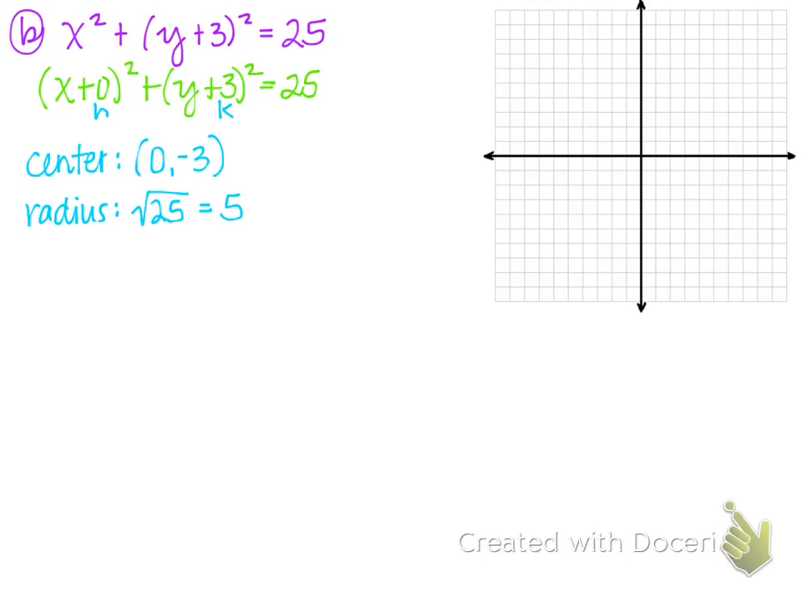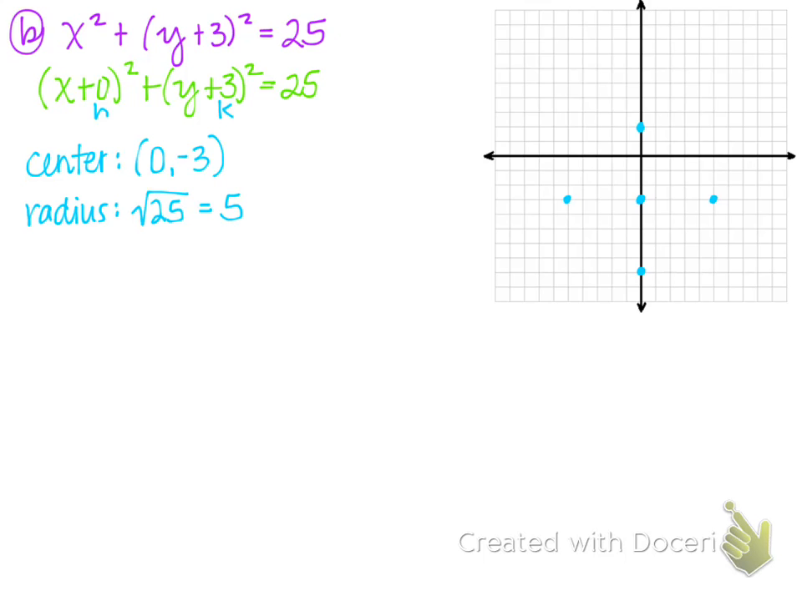So let's sketch this one. We're going to plot the center first. So we have (0, negative 3). Then we know that our radius is 5, so we're going to count 5 to the right of the center, 5 up from the center, 5 to the left of the center, and 5 down from the center. So 1, 2, 3, 4, 5. That's to the right of the center. Count up. 1, 2, 3, 4, 5. That's up above the center. To the left, 1, 2, 3, 4, 5. And down, 1, 2, 3, 4, 5.